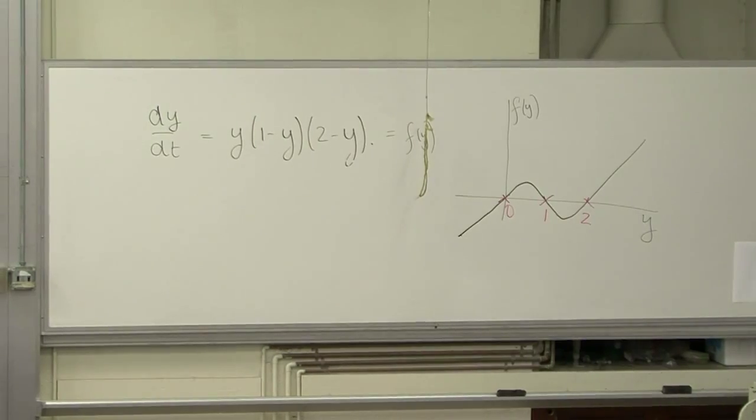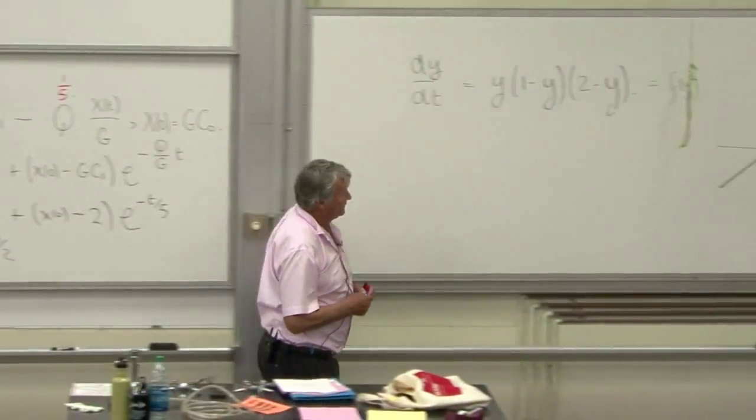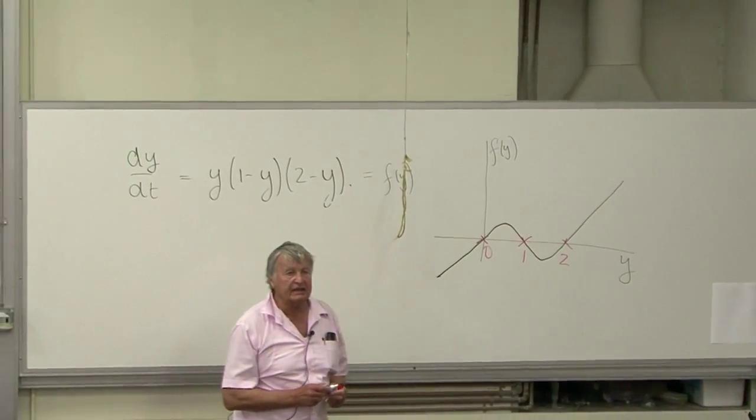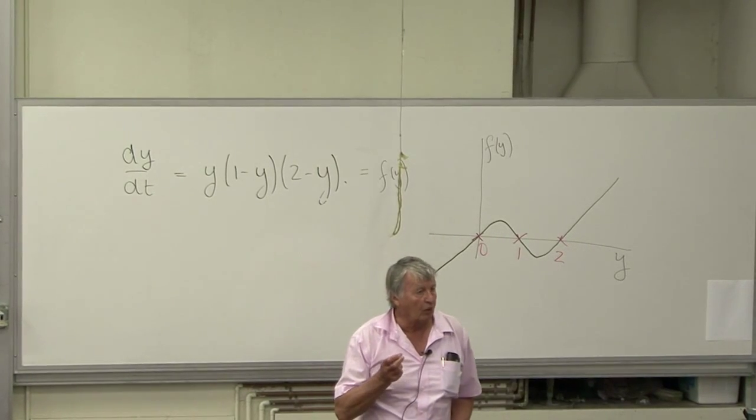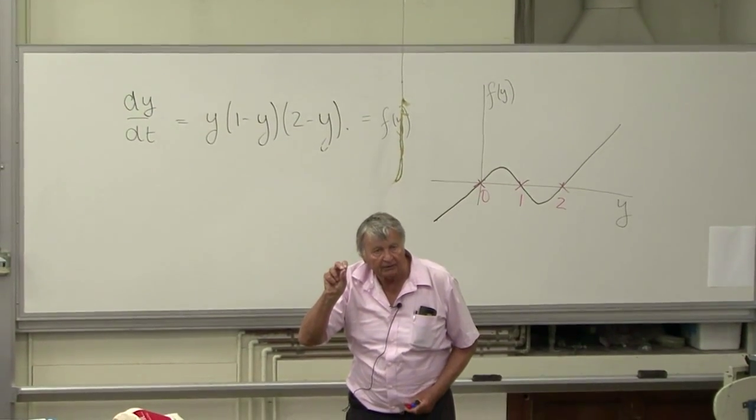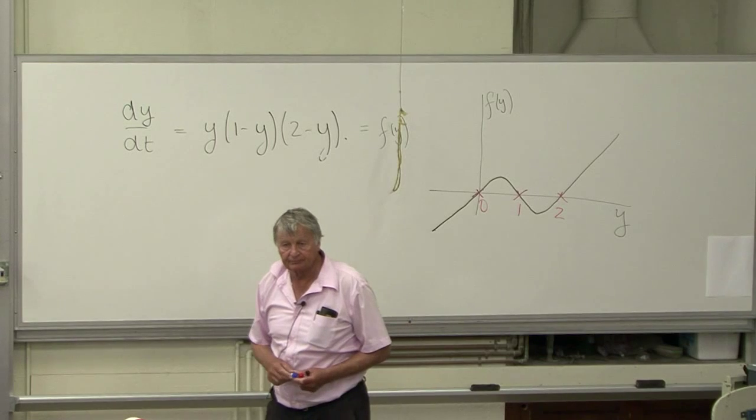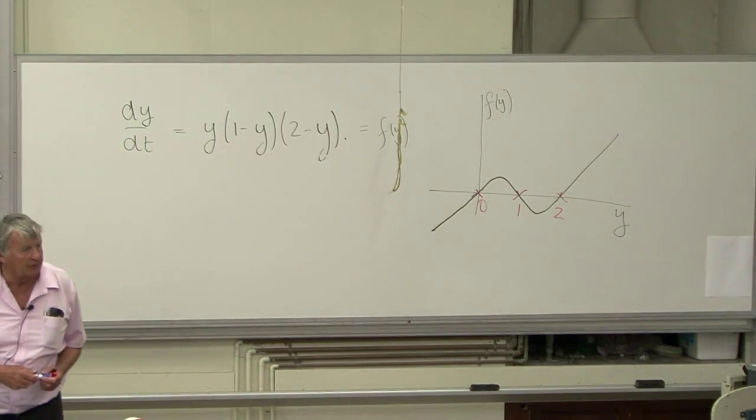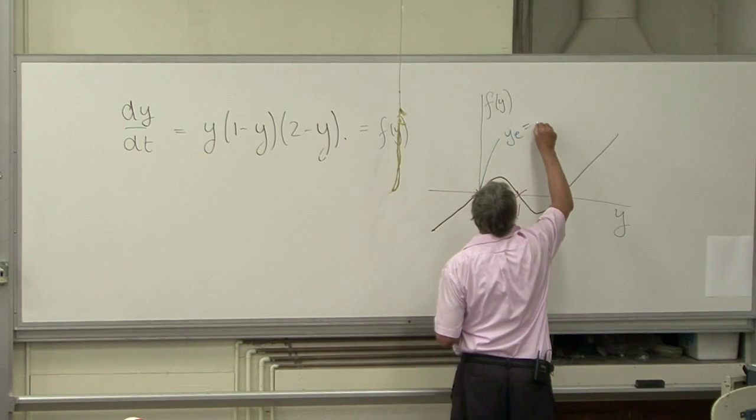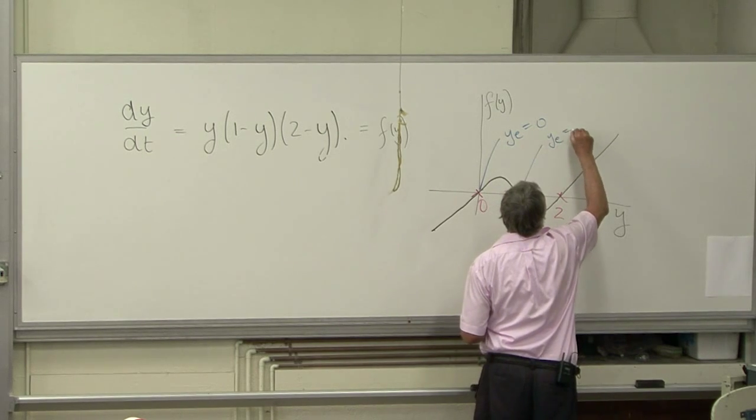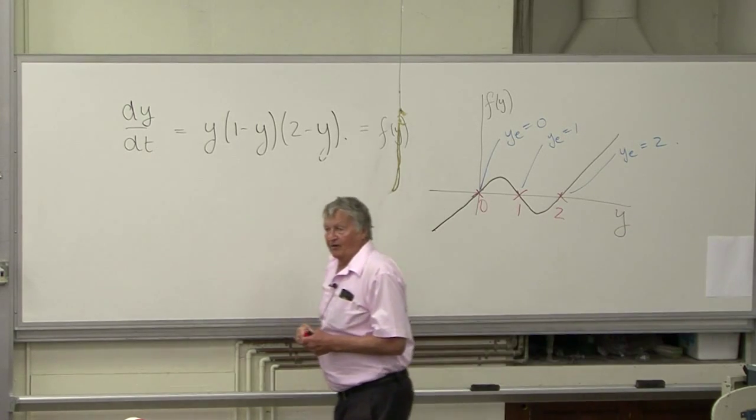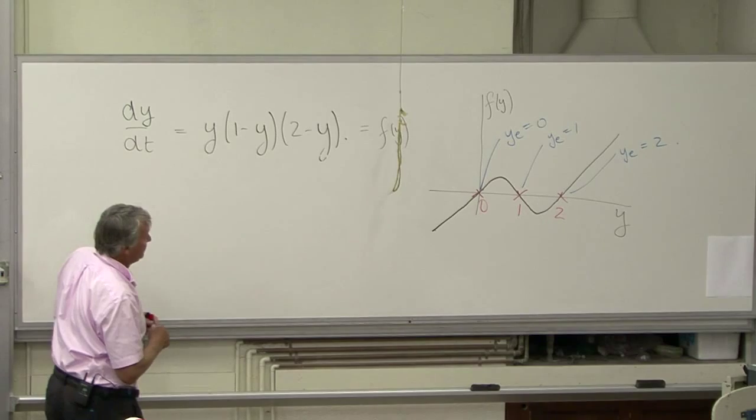All right. Now, let's start in the different regions. Supposing, first of all, what are the equilibrium solutions? In other words, what are the solutions if I start exactly at this point, y, the solution will stay there. 0, 1, and 2. So the equilibrium solutions are y equals 0, y equals 1, and y equals 2. All right, let's start between 0 and 1.